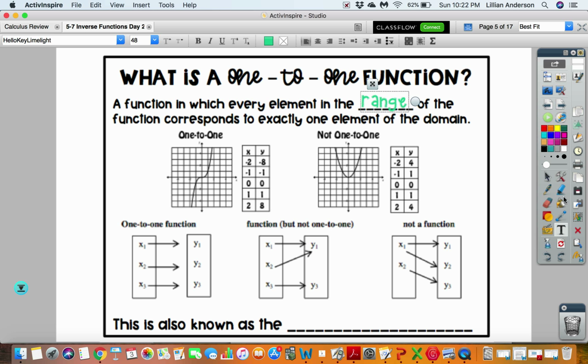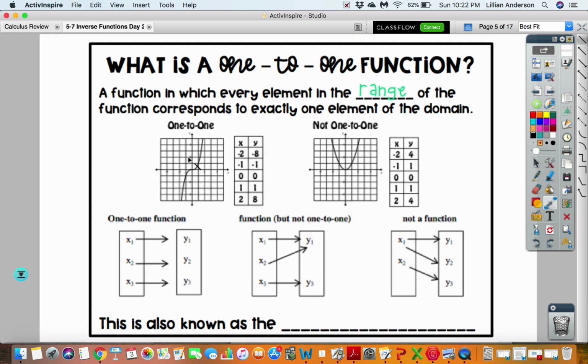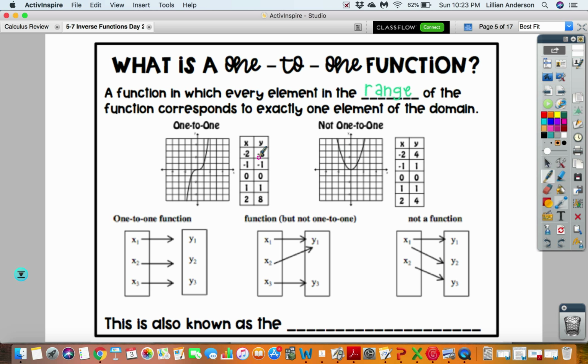All right, so if you take a look at these examples that are here, as you can see, this first function is one-to-one. Okay, and you can look at the table right here. Every single y value is different. There are no repeating y values. So that's why this one's one-to-one. The second one, this quadratic looking function, it is not one-to-one because if you notice, your y's repeat. Okay, your 4's repeat, your 1's repeat.